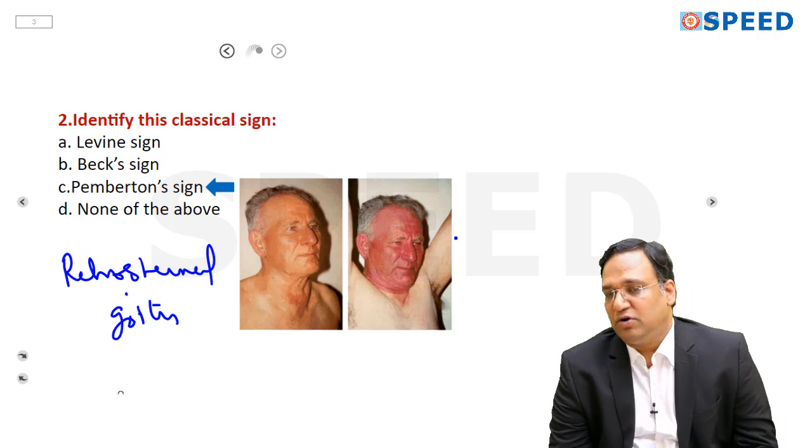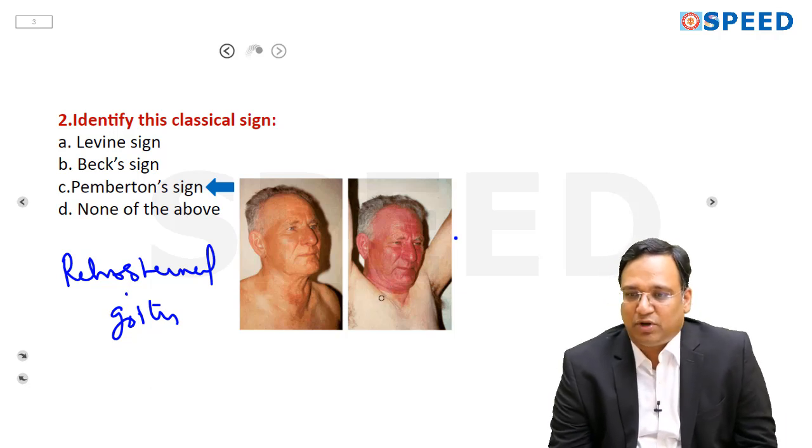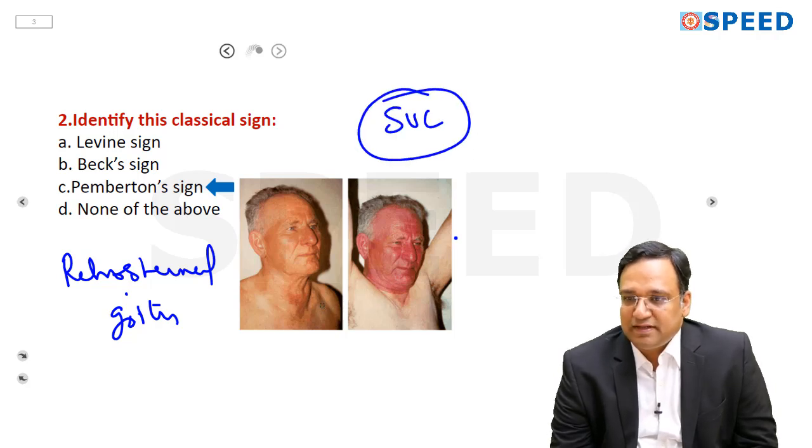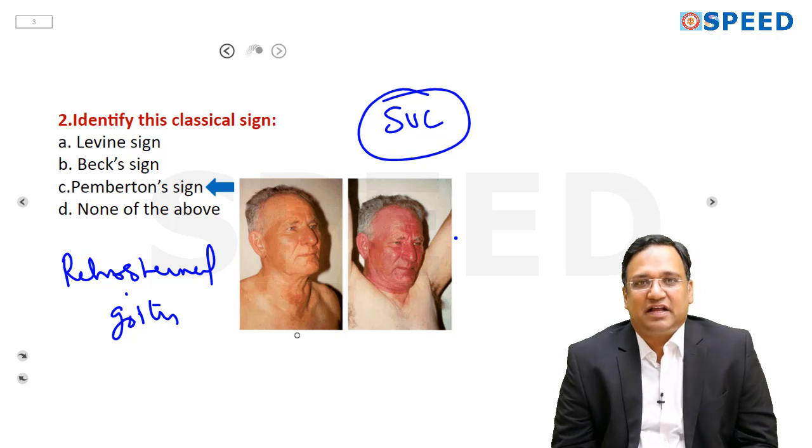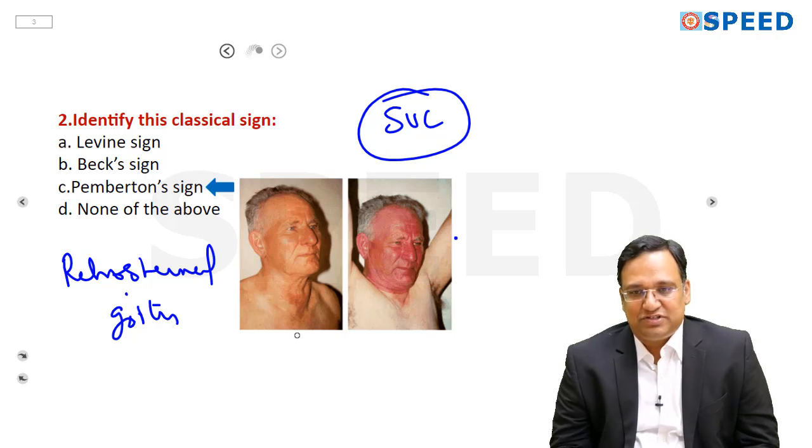Enlargement of the thyroid is called goiter, and retrosternal extension will cause obstruction at the thoracic inlet. Understand? Especially the compression of the superior vena cava. So, what happens is the superior vena cava gets compressed and all the tributaries opening into the superior vena cava get compressed, and you see the flushing in the face.